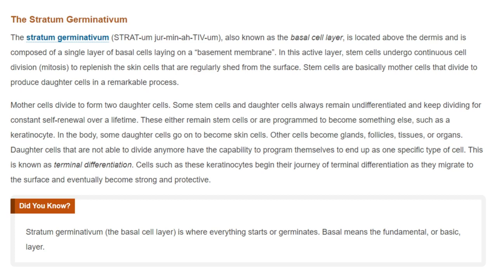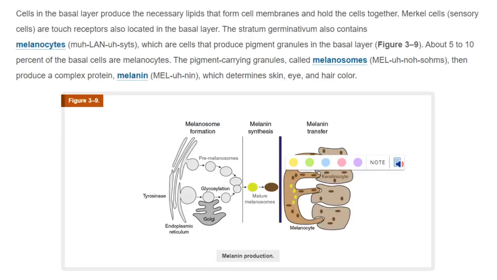Stratum germinativum, the basal cell layer, is where everything starts or germinates. Basal means the fundamental, or basic, layer. Cells in the basal layer produce the necessary lipids that form cell membranes and hold the cells together. Merkel cells, sensory cells, are touch receptors also located in the basal layer.